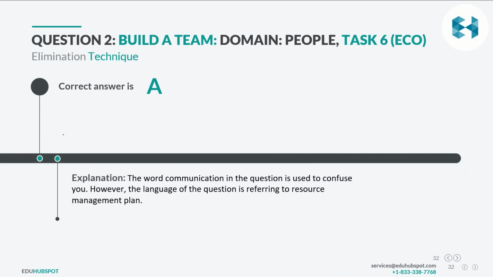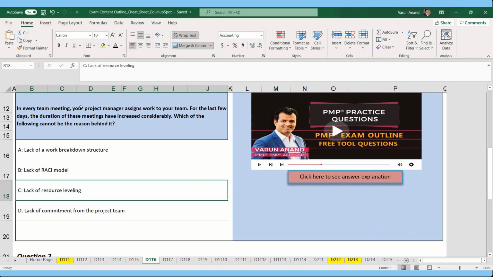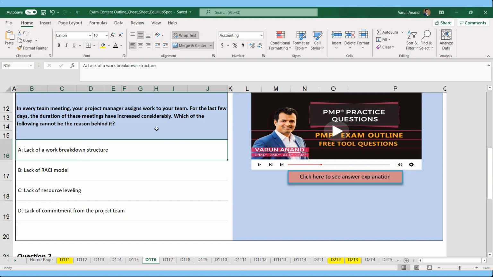Okay, now let's quickly go to our exam content outline tool as well. Okay, in every team meeting, your project manager assigns work to your team. For the last few days, the duration of these meetings has increased considerably. Which of the following cannot be the reason behind it? Okay, this is the not question. So it's a tricky question. Which of the following cannot be the reason?